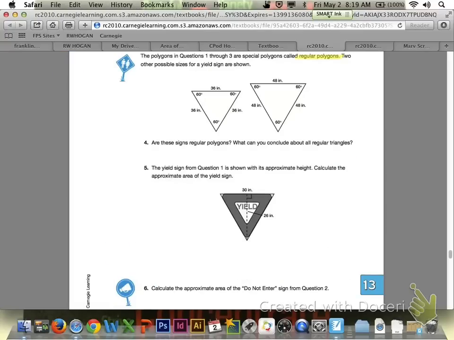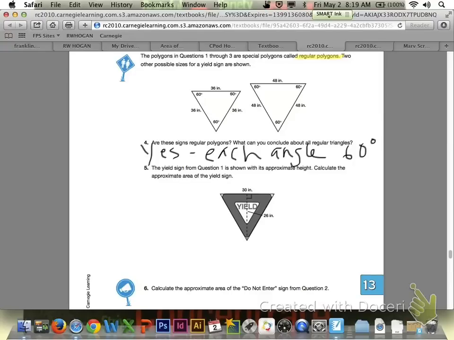Continuing on page 885, the polygons in questions 1 through 3 are special polygons called regular polygons. 2 other possible sizes for a yield sign are shown. Take a look at number 4. Would these signs be considered regular polygons? What can you conclude about all regular triangles?